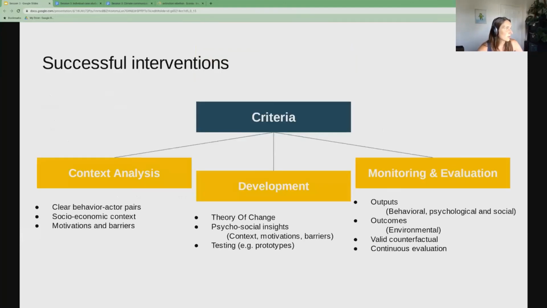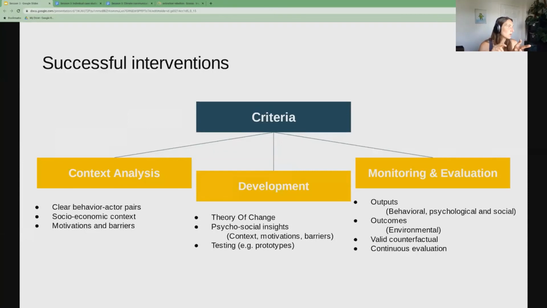So those are the criteria under the 3 headings. So context analysis, really finding out who are your actors, what is their reality, their context, where they don't exist in isolation. So what are those influences around them that you should be aware of? What are their motivations and barriers? And then designing and developing your intervention, you need to be very, very clear. What is your theory of change?